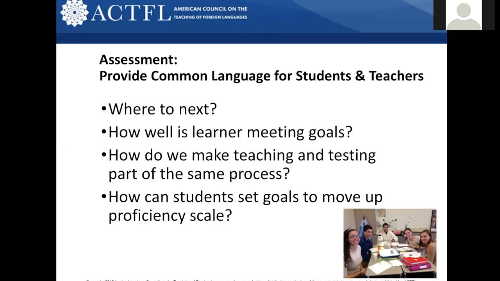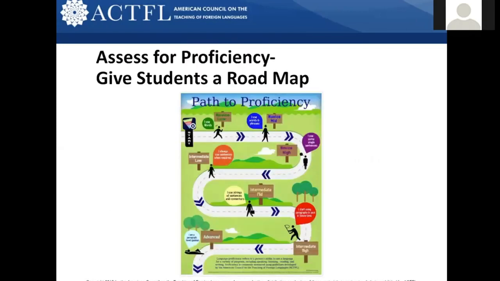When the students understand the world readiness standards, when the students understand the proficiency levels, they are equipped with the language needed to be able to set goals for assessment in order to continue their growth. That is part of giving them the roadmap of helping them to understand where to next.